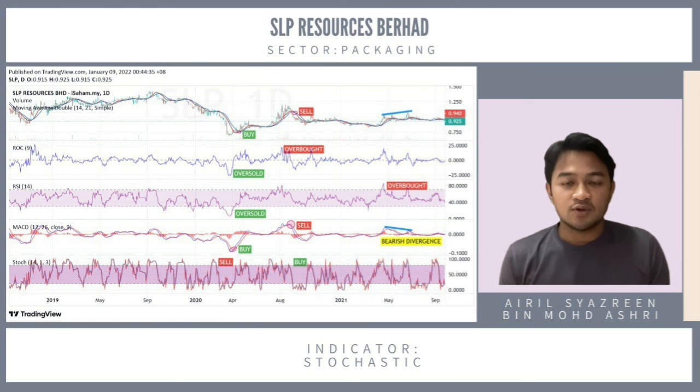The last indicator is stochastic. A sell signal shows when the K line is below the D line, while a buy signal shows when the stochastic line is below 20, indicating it is a chance for investors to buy more stocks.